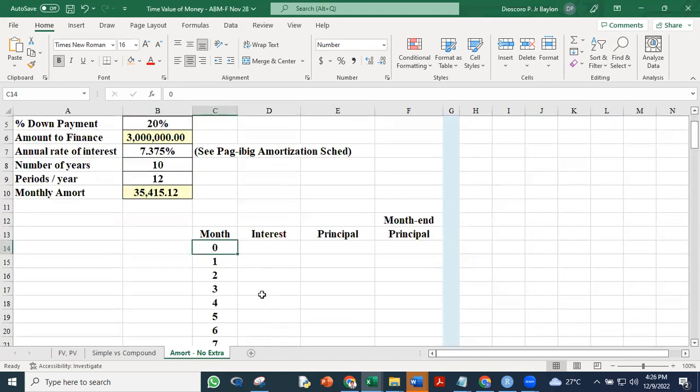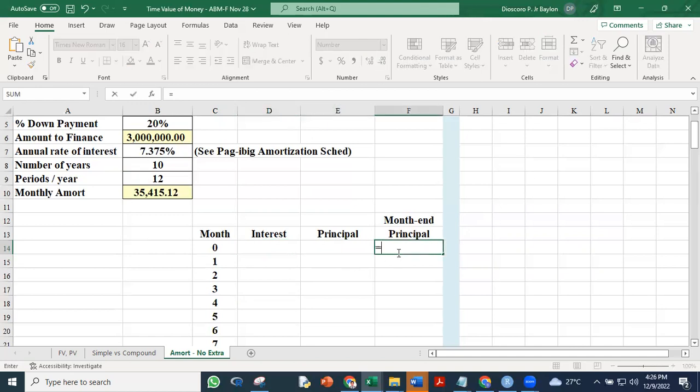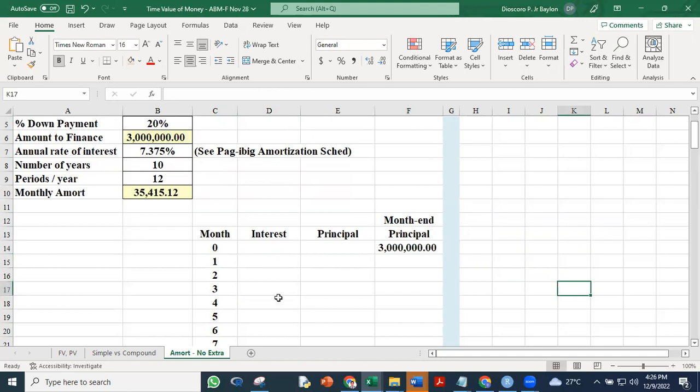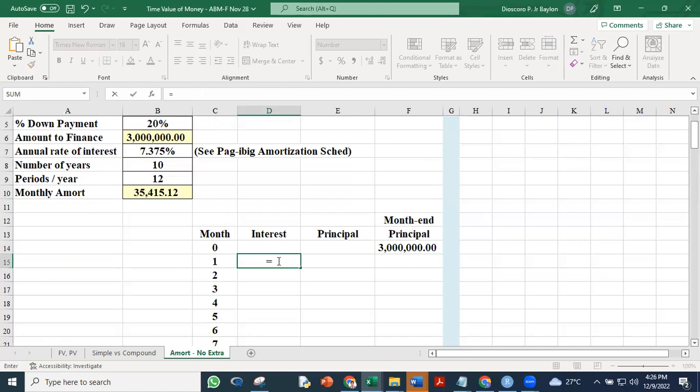All right. So for the month 0, we're not going to pay anything yet because this is annuity due. So no interest payment, no principal payment, and the month end principal, the balance, will be 3 million, what we borrowed. Then for the first month, we're going to pay 35,415.12. Now not all of that will go to the principal payments. A certain percent of that will go to your interest. So how much will be the interest? The interest will be the balance multiplied by the interest rate, which I'm going to fix.